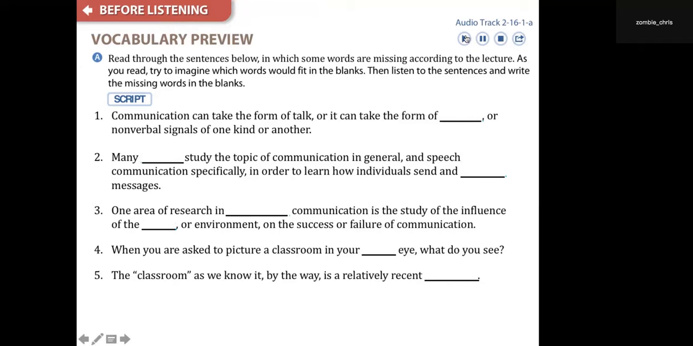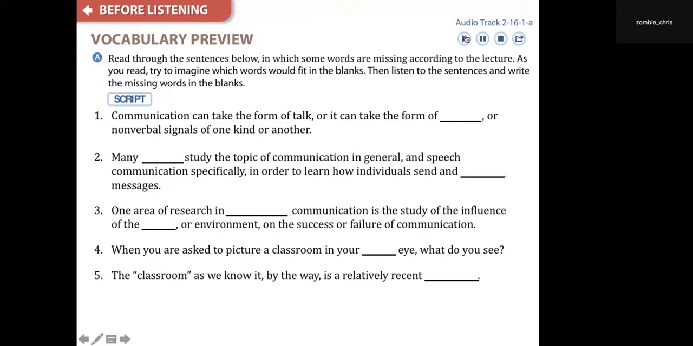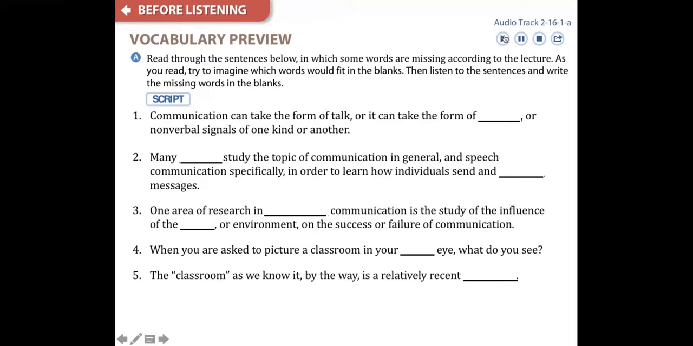One, communication can take the form of talk, or it can take the form of gestures or nonverbal signals of one kind or another. Two, many scholars study the topic of communication in general and speech communication specifically in order to learn how individuals send and interpret messages. Three, one area of research in intercultural communication is the study of the influence of the setting or environment on the success or failure of communication. Four, when you are asked to picture a classroom in your mind's eye, what do you see? Five, the classroom, as we know it, by the way, is a relatively recent innovation.